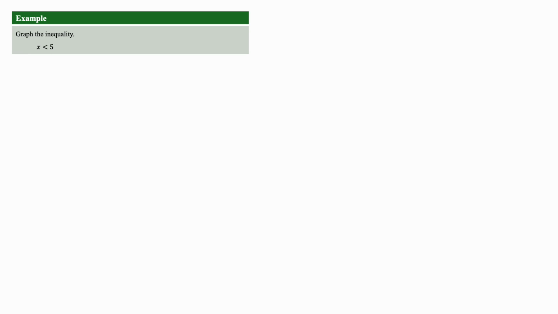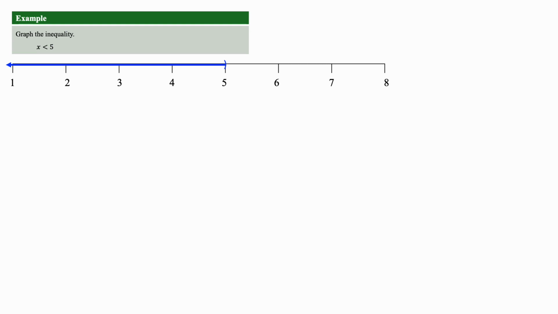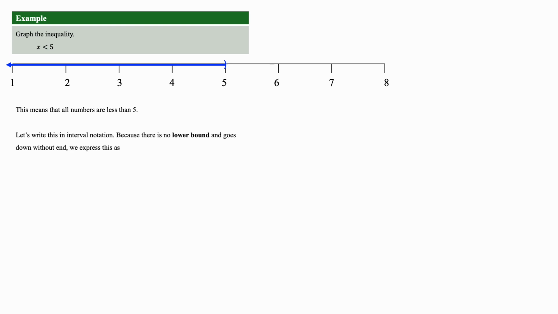How about this one? x is less than 5. Well, let's first graph it. This means that all numbers are going to be less than 5. Again, but not equal to 5. Let's write it in its interval notation. Now, because there is no lower bound this time, it will go on until negative infinity. So we express this as (negative infinity, 5), noting, again, why we keep the parentheses on both sides.